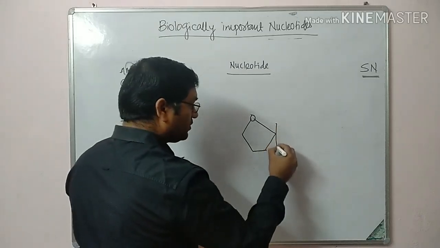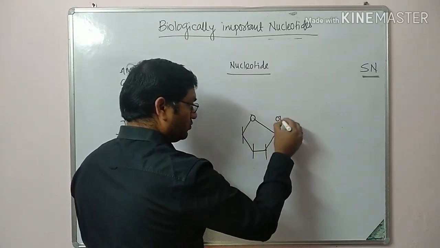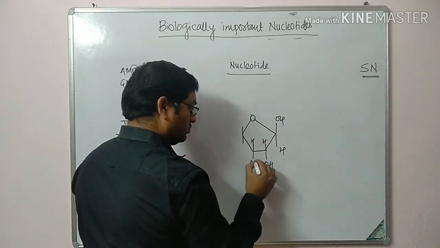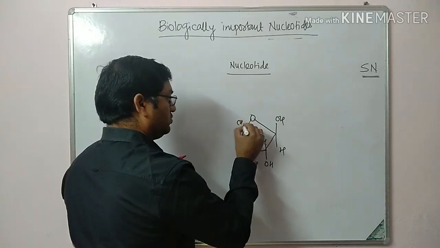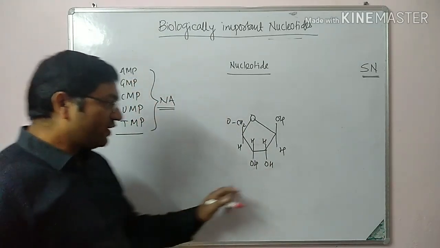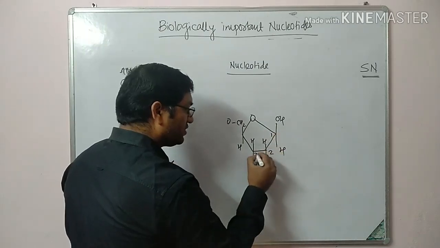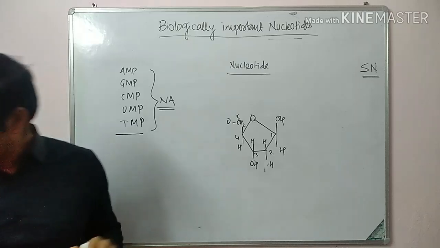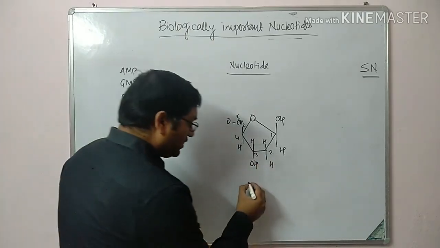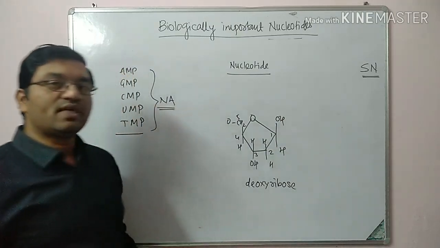This is ribose sugar. When it lacks oxygen at the second carbon, this is the first, second, third, fourth and fifth carbon, it is known as deoxyribose. This is a deoxyribose.